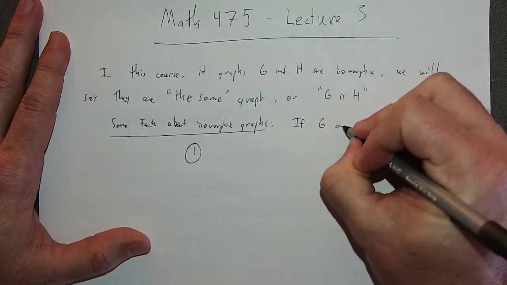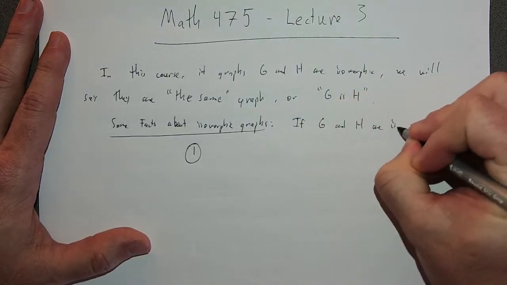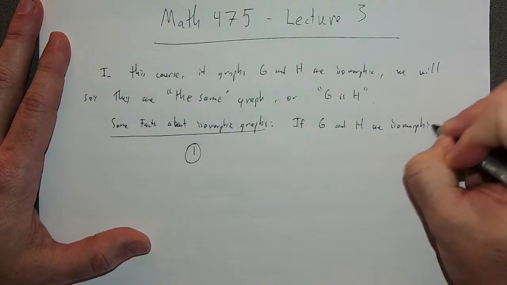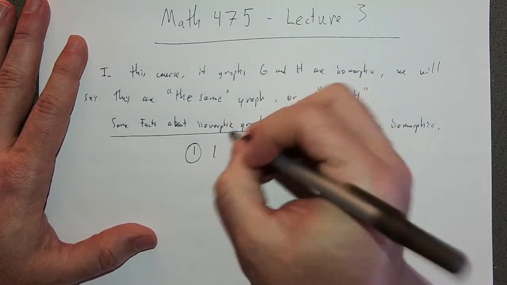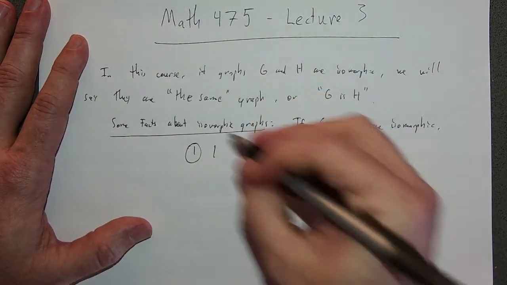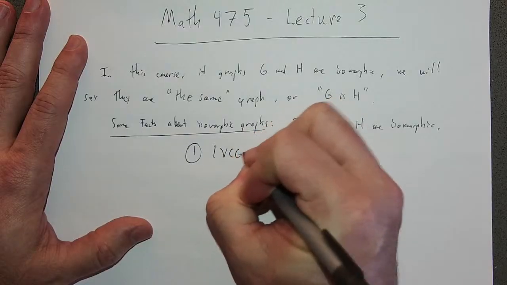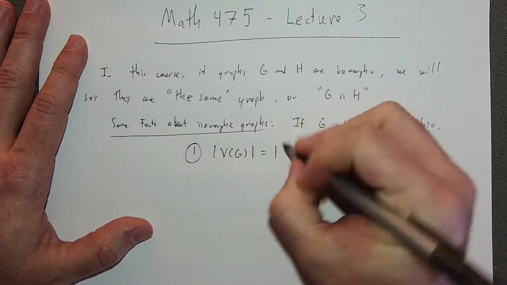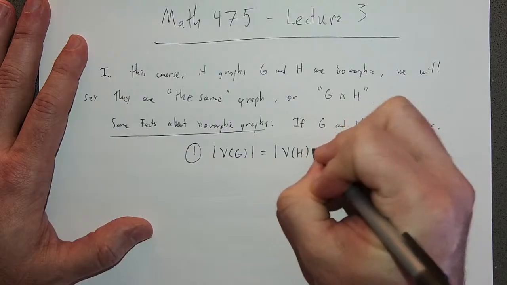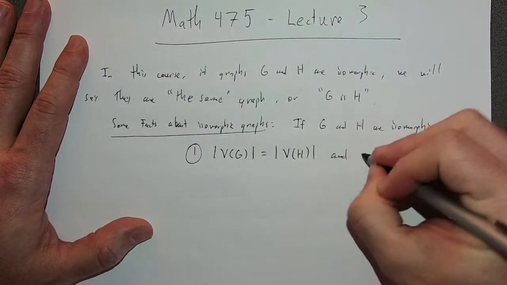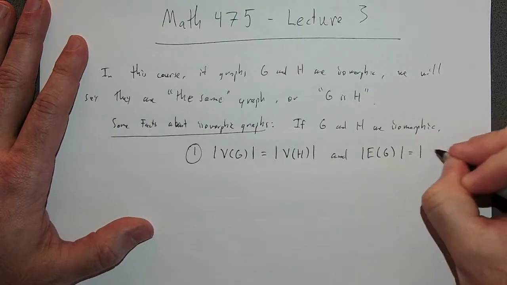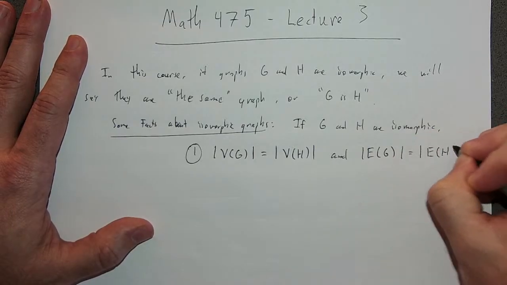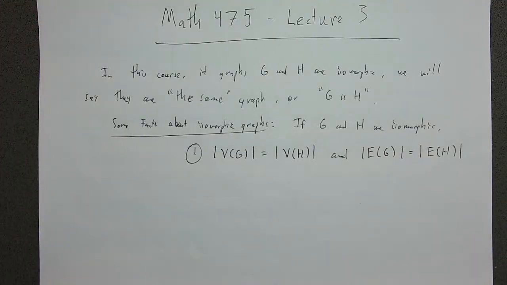So if G and H are isomorphic, then firstly, their vertex sets and edge sets have to have the same count, right? They have to have the same cardinality. So the cardinality of the vertex set of G must be the cardinality of the vertex set of H, and the edge sets have to be the same. This is obvious if we are calling these the same graphs, right? Then of course they have to have the same number of vertices and the same number of edges.